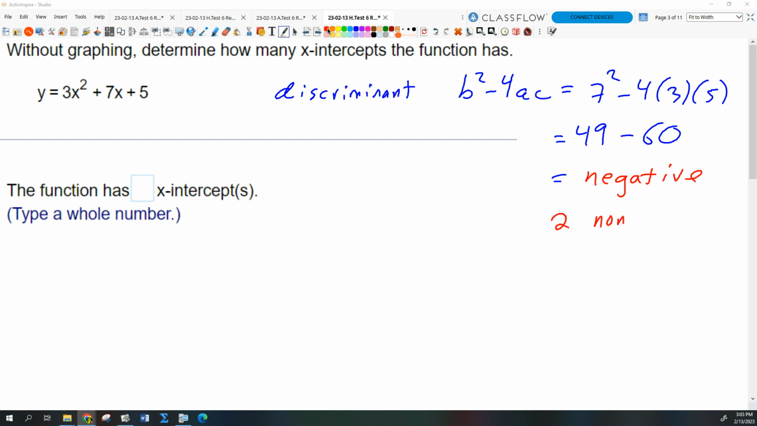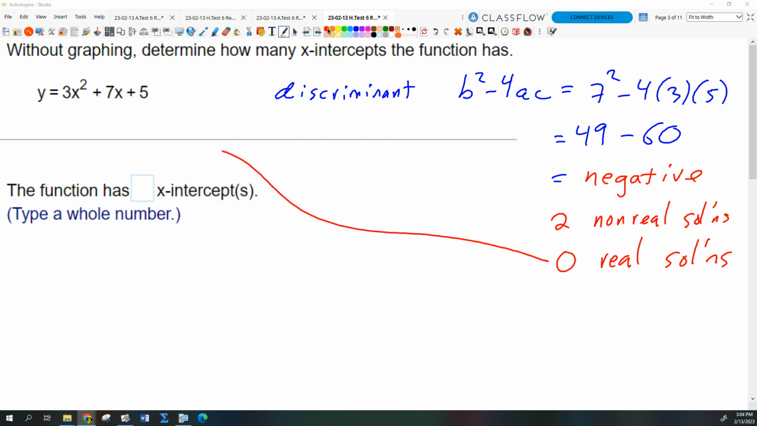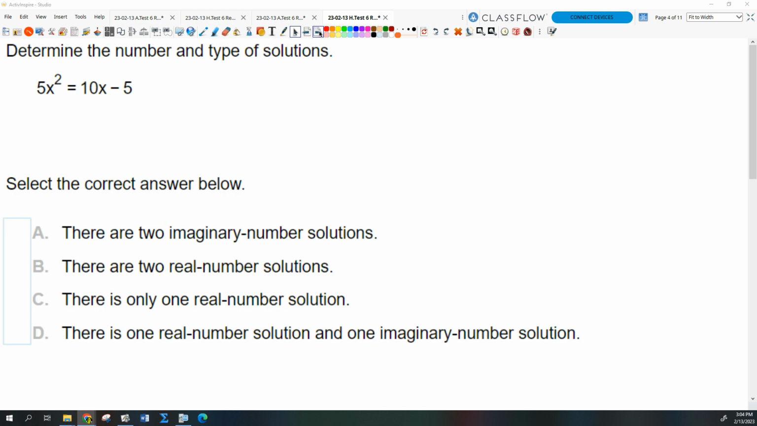non-real solutions, 0 real solutions. So the answer is 0 x-intercepts. Okay, give me thumbs. How we doing? Okay. All right.